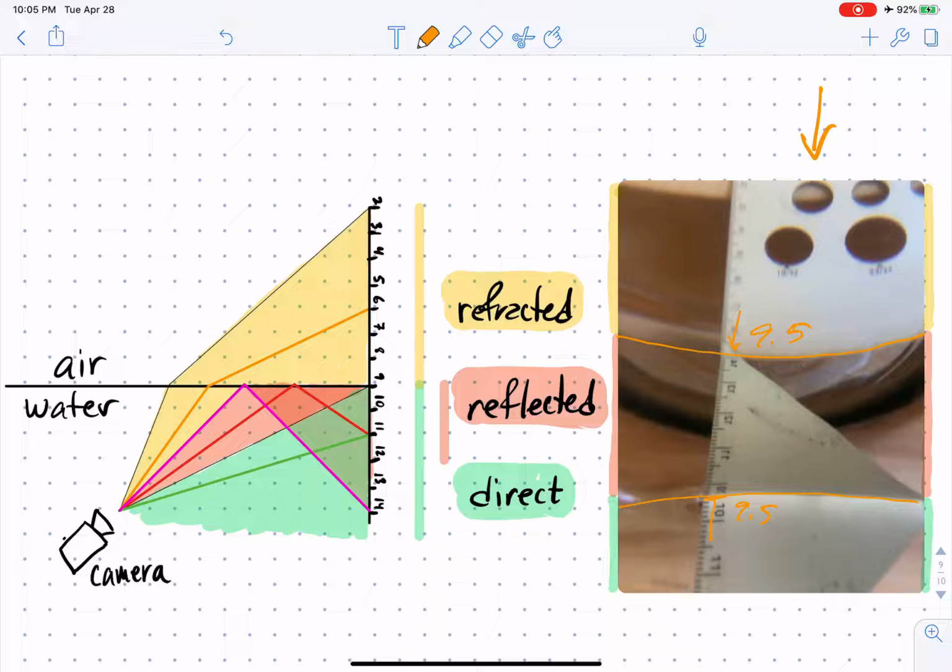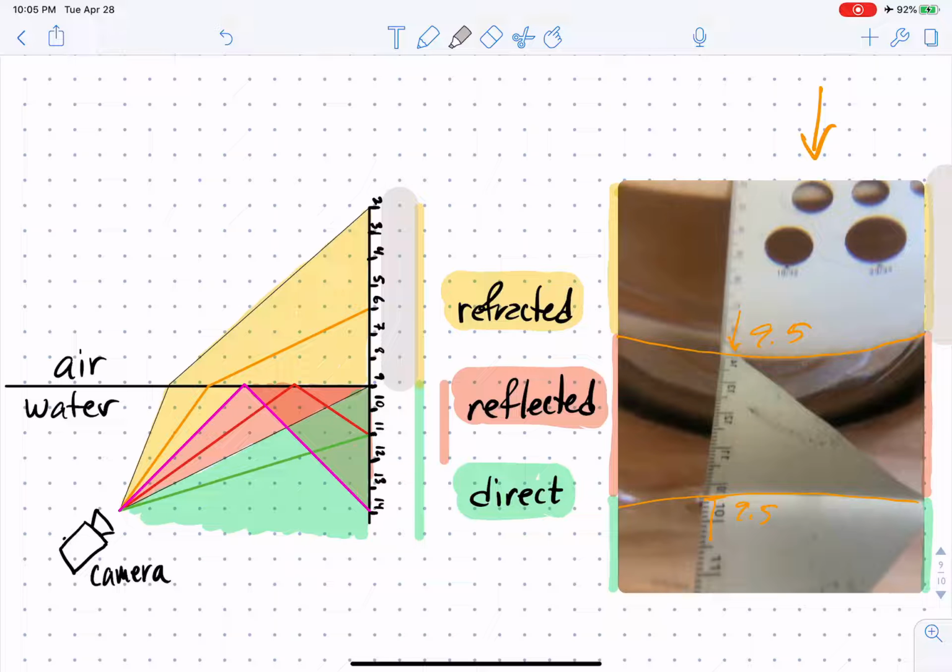The reason we're seeing them separated is that in order to look at this part of the ruler, which is above the water, you're looking out of the water. So this whole part up here is looking out of the water. You look up at the surface of the water, you're looking at what's outside the water, and you see the ruler.